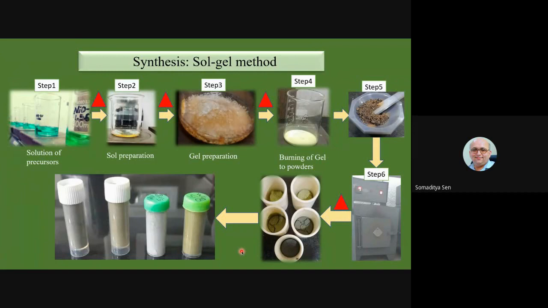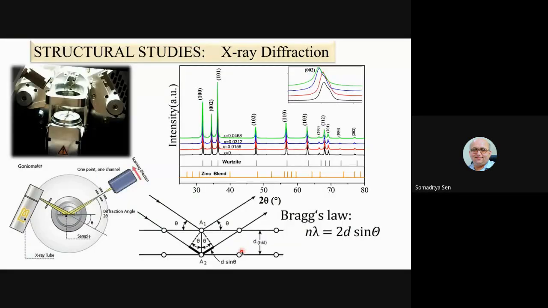It produces the powders, and this powder can be brought out, ground in a mortar, and then put into a furnace where, after heating it at 400 degrees centigrade or 600 degrees centigrade, we can get to our desired phase. And this is the final product. All my samples that will be reported here are prepared by this type of technique.